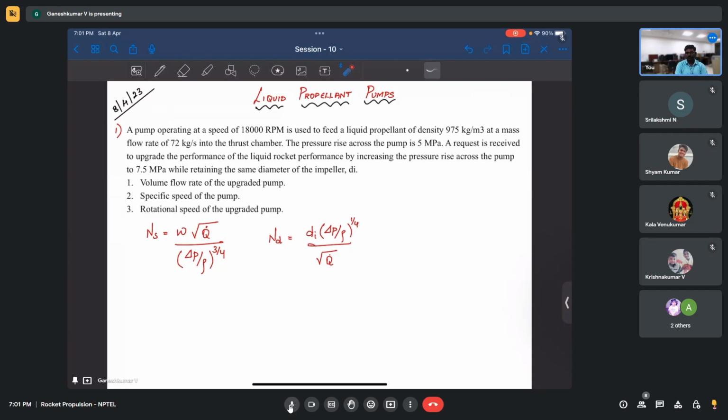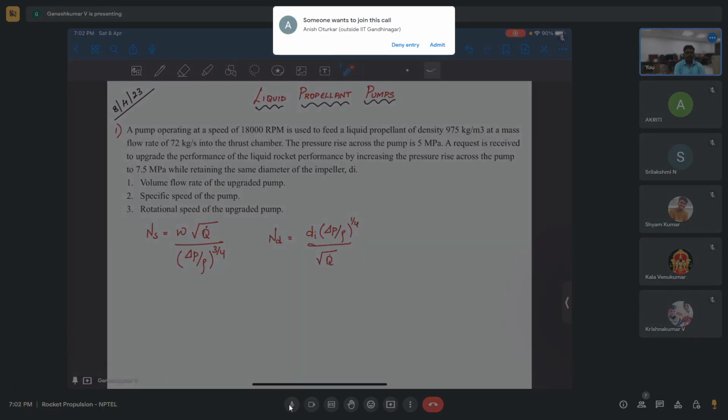Good evening, everyone. So, this is our 10th session. We will be having two more sessions, and I think today we will be discussing two questions as usual. One would be based on liquid propellant pumps, and another would be monopropellant rockets, or designing the combustion chamber for monopropellant rockets. Okay. If you have any doubts in between while I'm solving, please feel free to stop me.